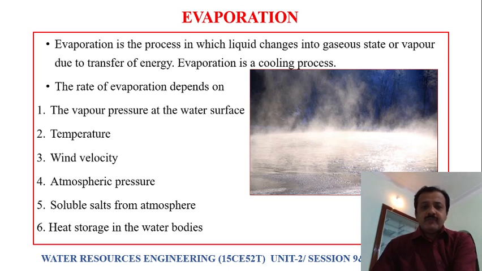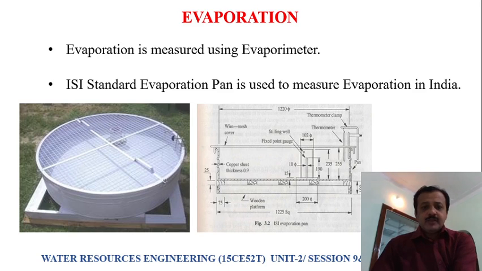Evaporation is a process by which liquid changes into gaseous state. Whatever liquid is present in the water bodies gets converted into gaseous state in the form of vapors, in the form of water vapors. This process we call evaporation. This evaporation can be measured using an instrument called an evaporimeter. In India, we follow the ISI standard evaporation pan. The ISI standard evaporation pan is used to determine evaporation.